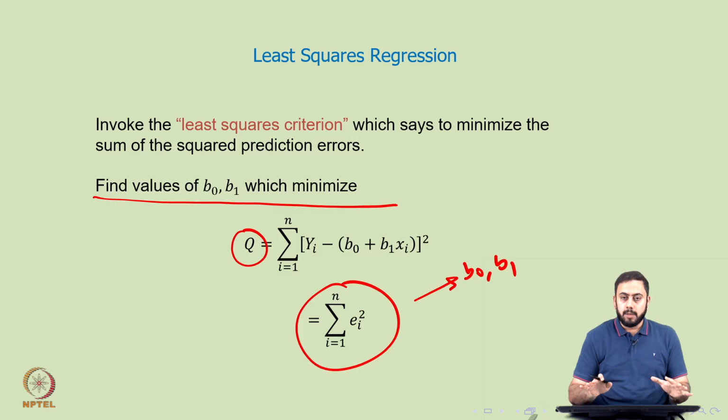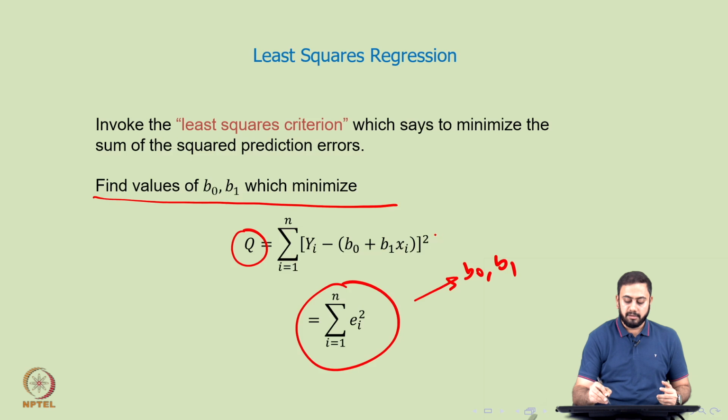Now again, you can pause the video and try to answer a small question: how do you minimize or maximize any mathematical function? So what should be the answer to this question? How do you minimize or maximize any mathematical function? You take the derivative, you set that equal to 0, and then you solve for the unknown parameters. This is exactly what we will do here.